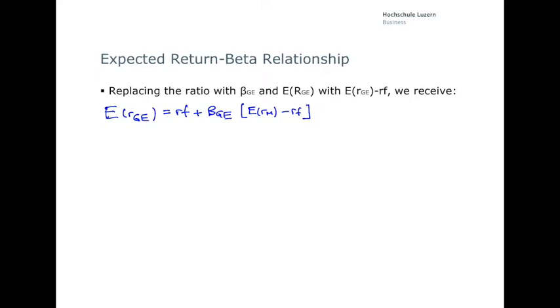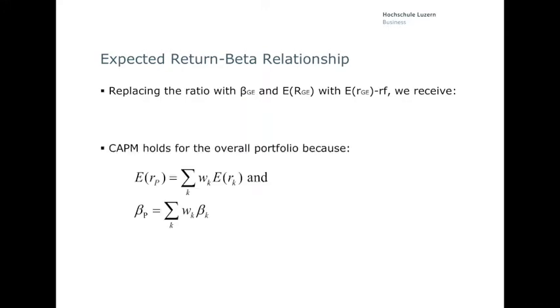Expected return beta relationship. Replacing the ratio with beta of GE in the previous formula and the expected GE risk premium with the expected rate of return from GE minus the risk-free rate, we receive the following term. This formula is called the CAPM. The CAPM predicts that systematic risk should be priced, meaning that it commands a risk premium, but firm-specific risk should not be priced by the market.